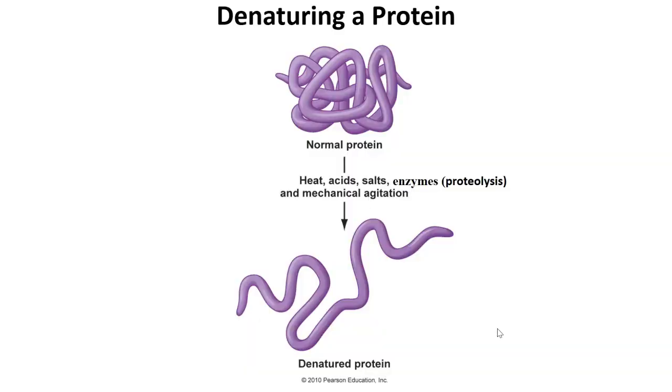And so once you have all of these structures and all this folding, there is a possibility for proteins to be denatured, so being unfolded. Normally what can cause it is heat, acid, salts, enzymes such as proteolysis, and mechanical aggregation. And that concludes this part of the lecture.